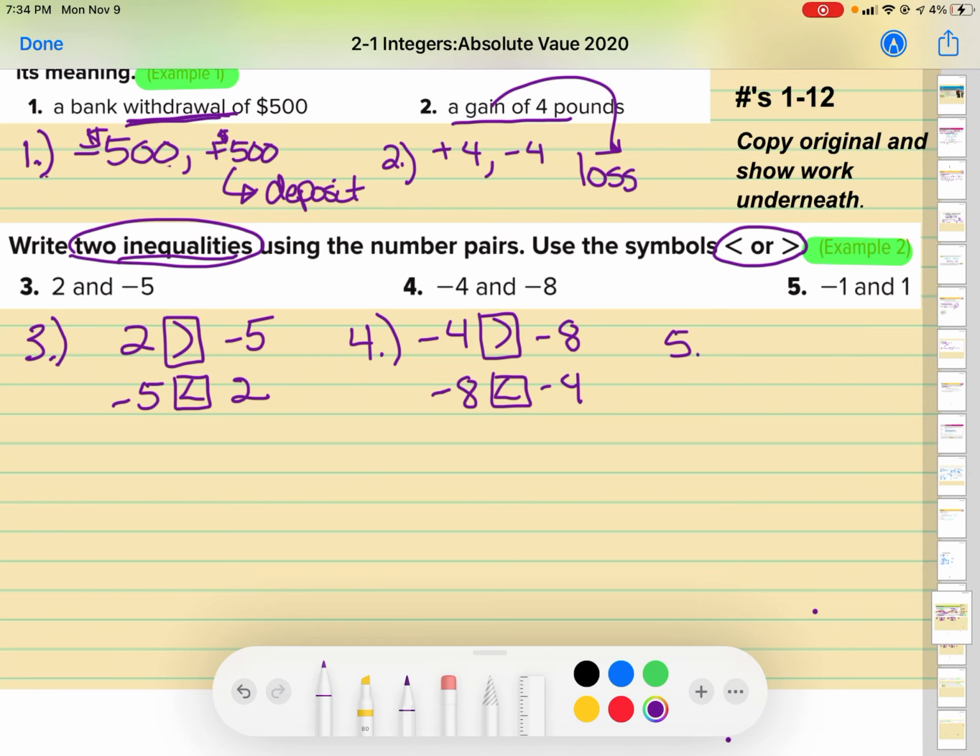On to number 5, negative 1 and positive 1. So negative 1 and its opposite, huh? Well, negative is always going to be less than the positive.